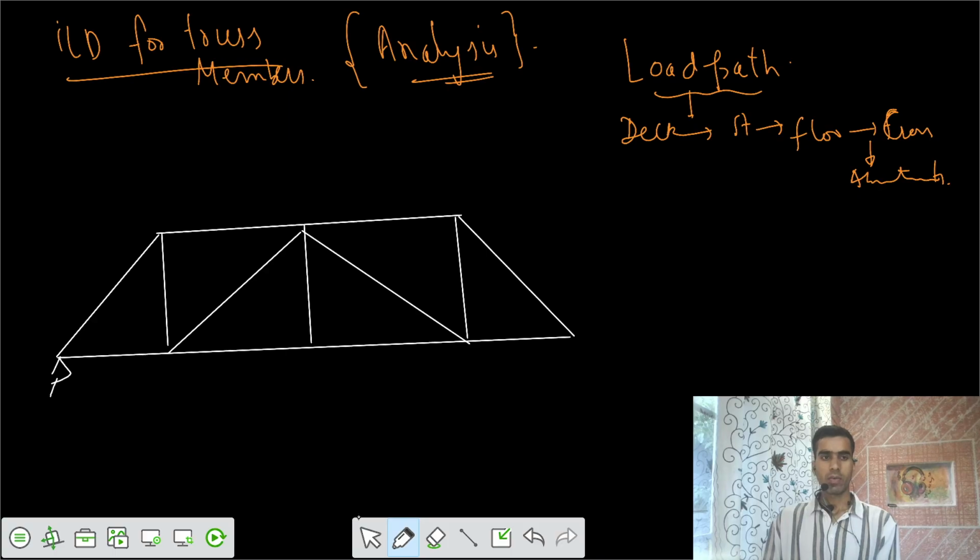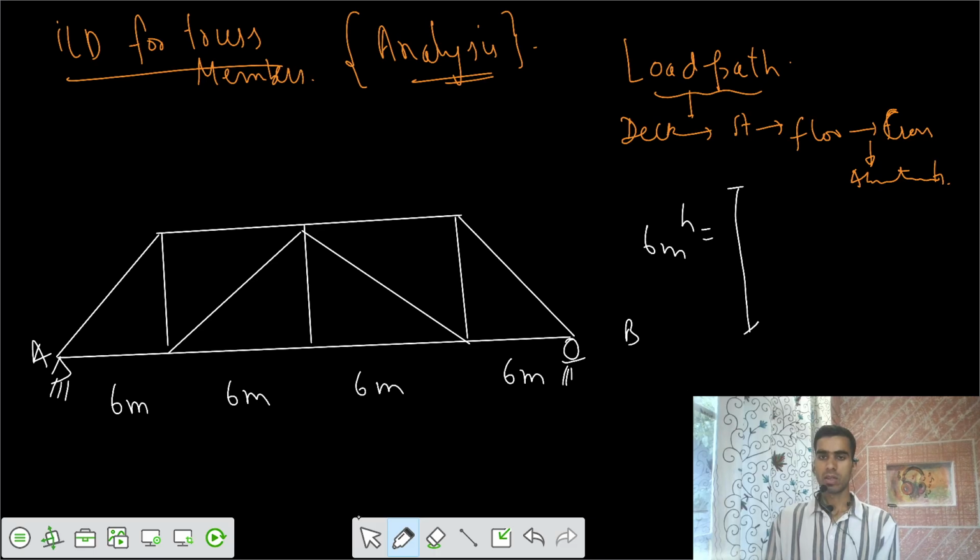Let's say we have a support here and one more support here: support A, support B. The length of each panel is 6 meter, 6 meter, 6 meter, 6 meter, and the height is also 6 meter.